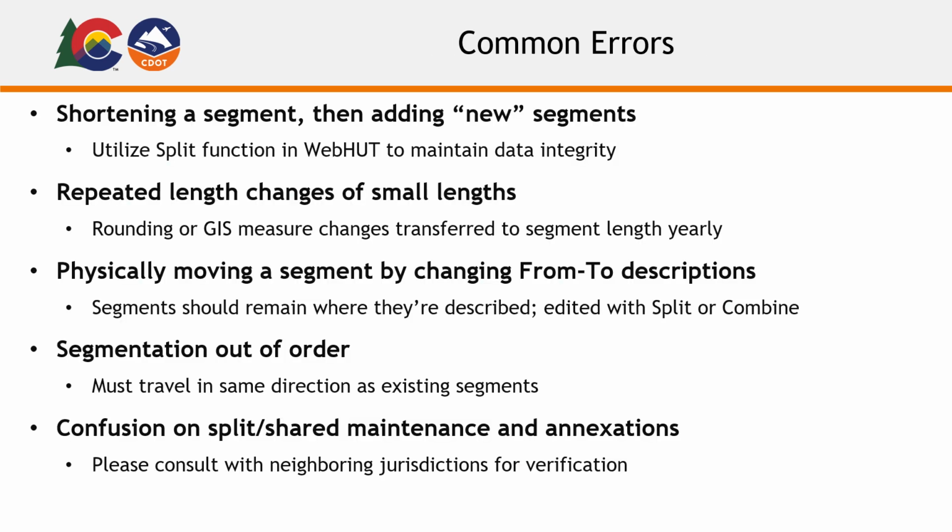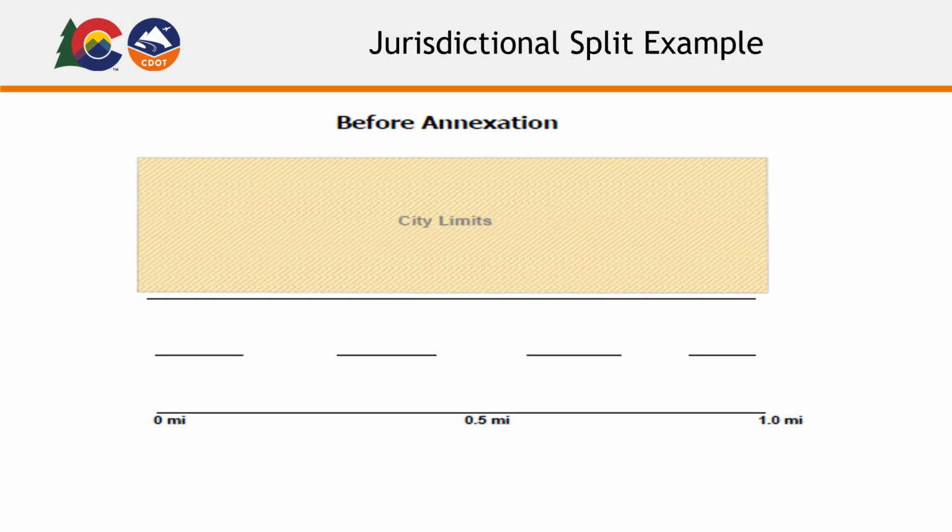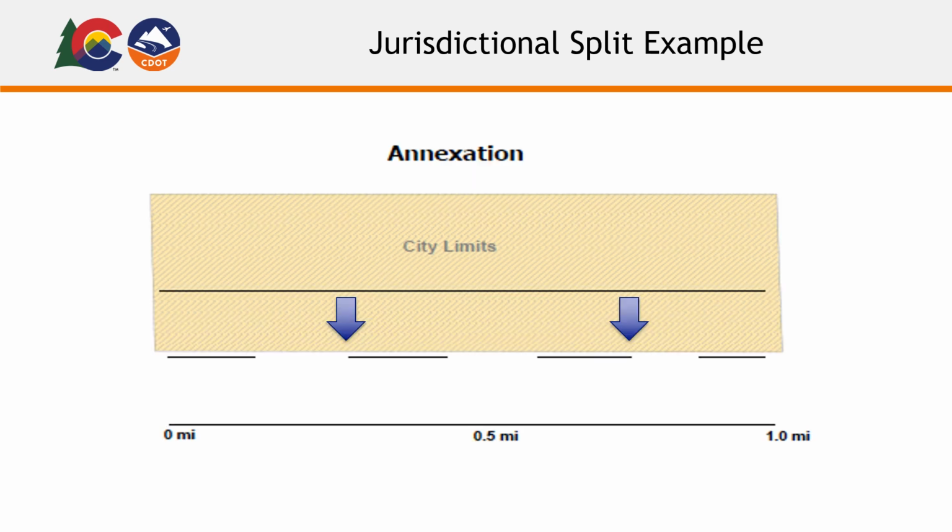One of the primary errors seen in HUTF submissions is confusion over split or shared maintenance agreements and how they are represented in your inventory. For example, a segment that is 1 mile long and has a shared maintenance agreement between two jurisdictions might be like the scenario shown here, where one jurisdiction maintains the northern lane and another jurisdiction maintains the southern lane, in this case because of an annexation.